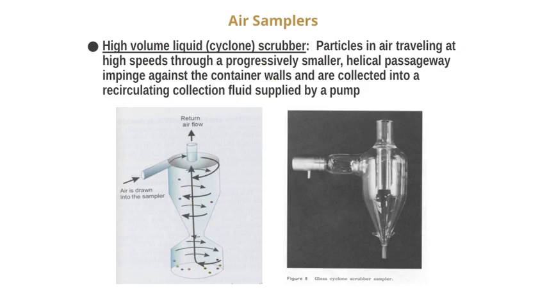Now, let's talk about air samplers, specifically the high-volume liquid cyclone scrubber. This device works by drawing in air at high speeds, and as the air passes through a gradually narrowing helical pathway, the particles in the air are forced to collide with the container walls. This impaction helps to effectively remove particles from the airstream. The collected particles are then captured into a recirculating collection fluid, which is maintained by a pump.